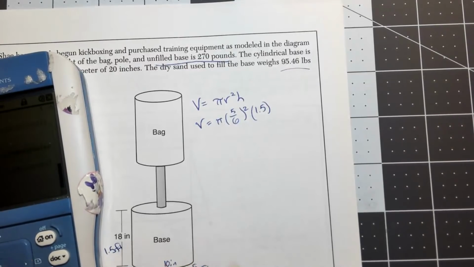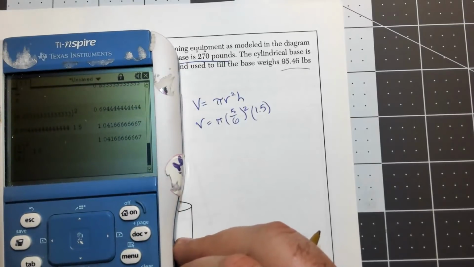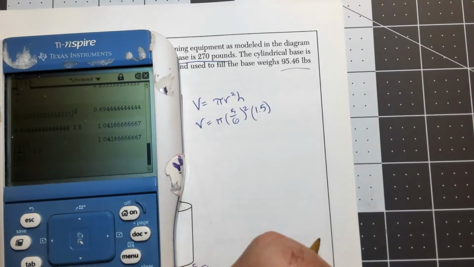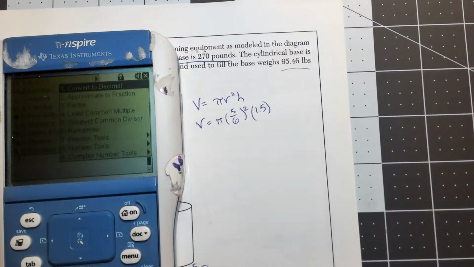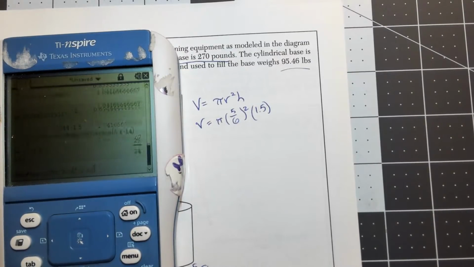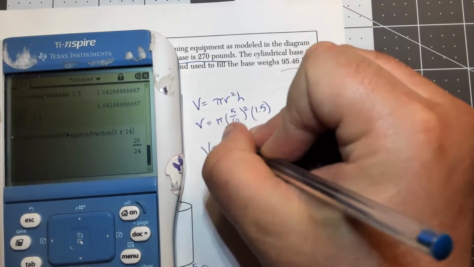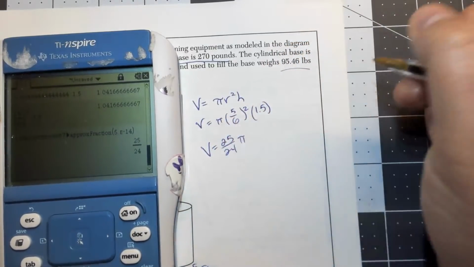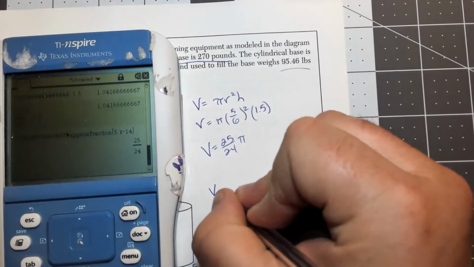So 5/6 squared times 1.5 gives us that guy. Yeesh. Right? Let's see if we can do a fraction. Menu, number, convert to fraction. 2. We get 25/24. So the volume is 25/24 pi. All right?